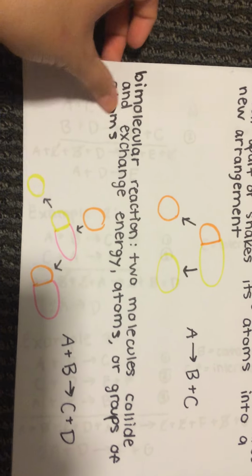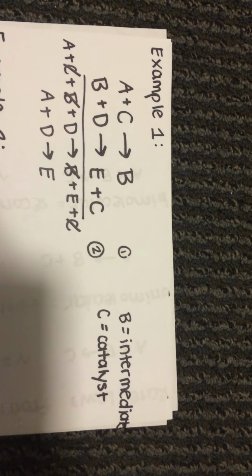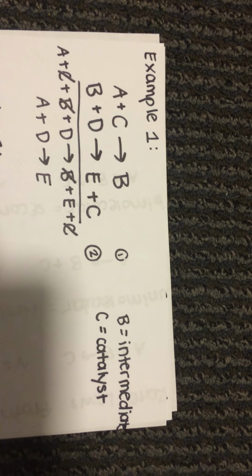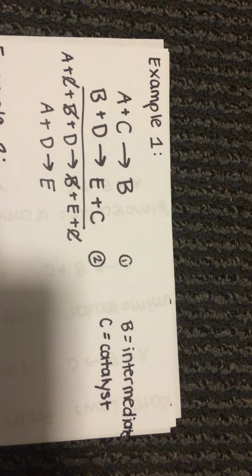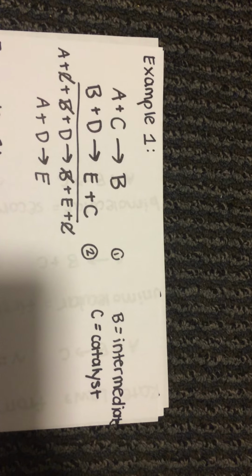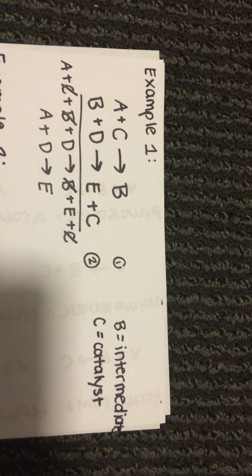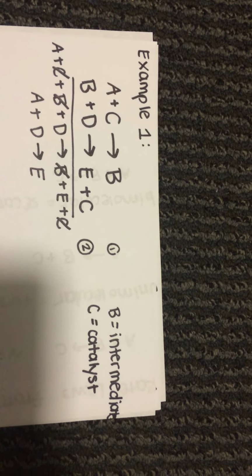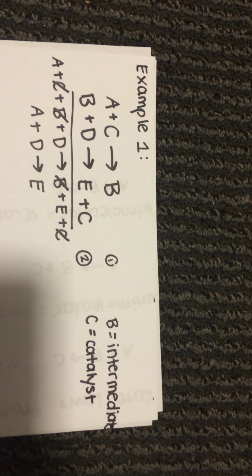Alright, so we're going to look at more examples of elementary steps and reactions. So example 1. This example has 2 separate elementary steps. In the first elementary step, A plus C goes to B. And in the second step, B then reacts with D to give E plus C. And our overall reaction, after we cancel everything out that appears in both the reactants and the products, is A plus D gives E. So in this example, B and C get crossed out, and they represent different things.